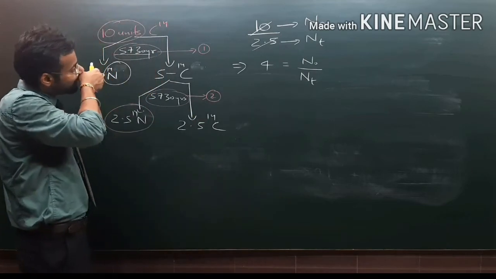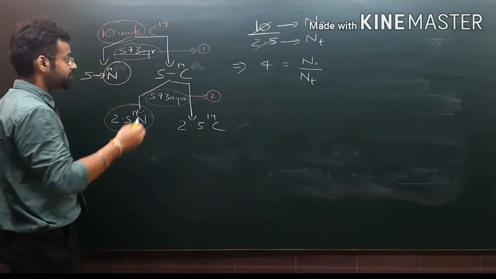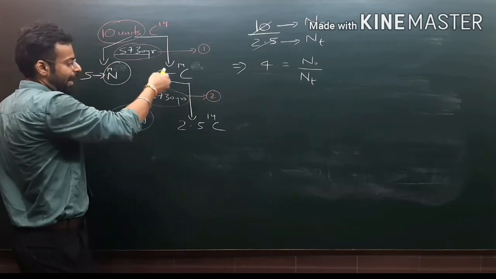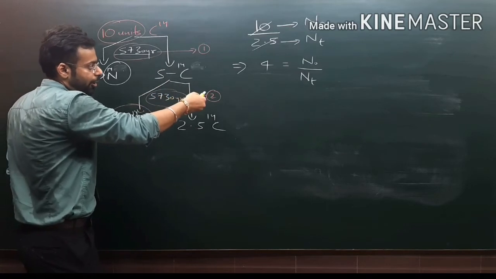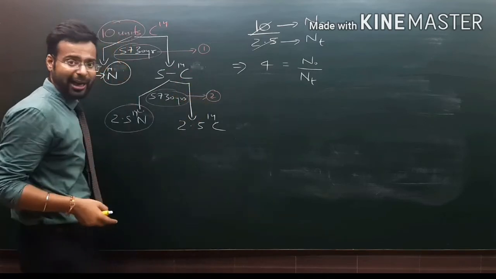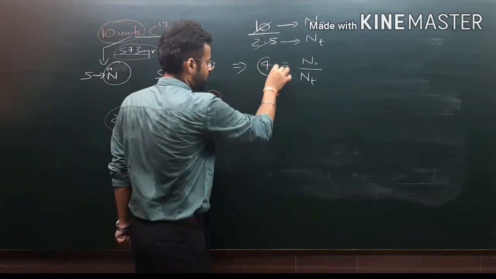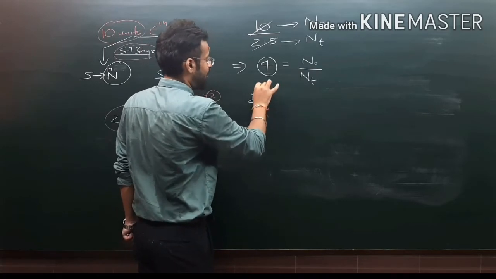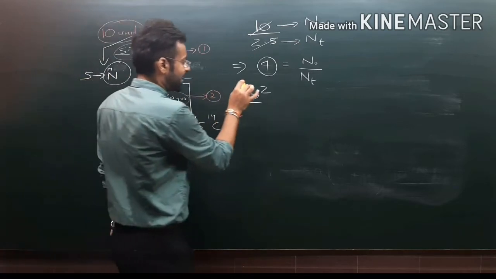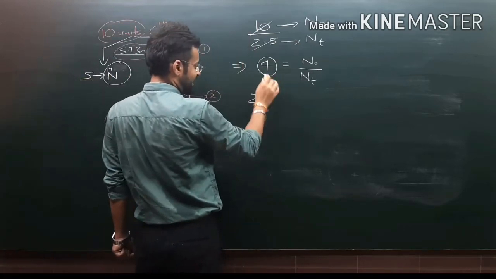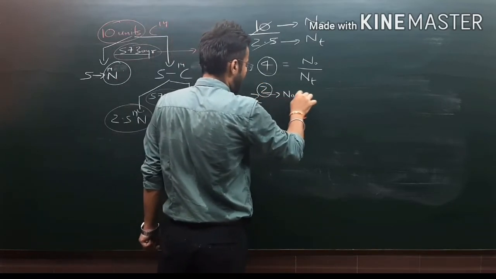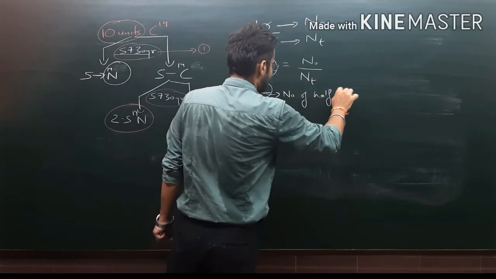Now, what we see from this is that it decreases 2 times in 1 half time and decreases 4 times in 2 half times. So what is 4? 4 is actually 2 to the power 2. So this 2 gives us the number of half times.